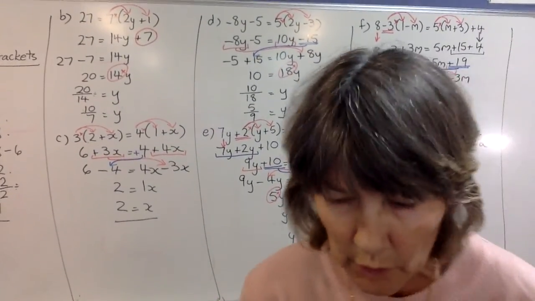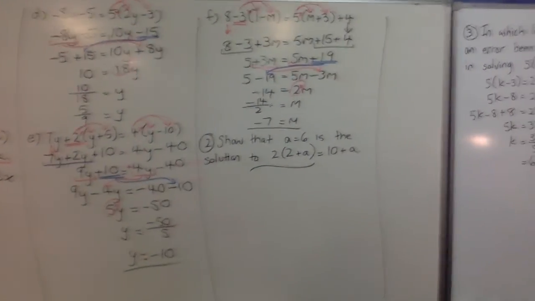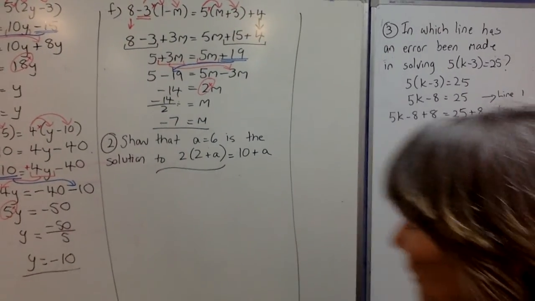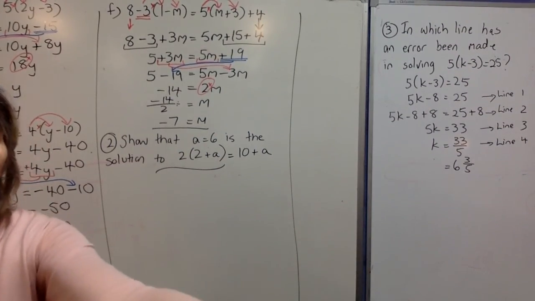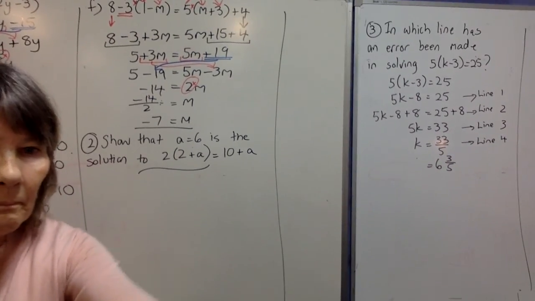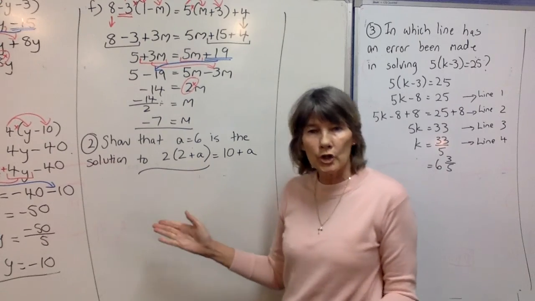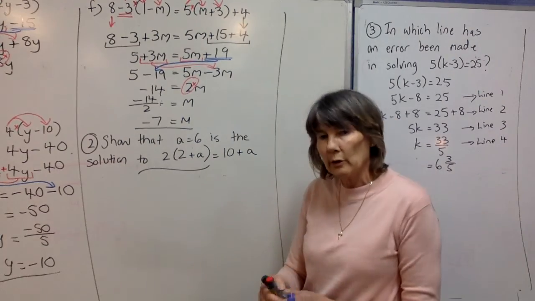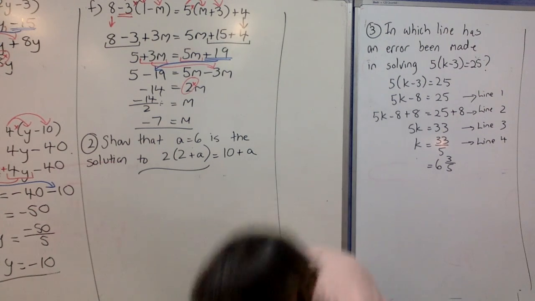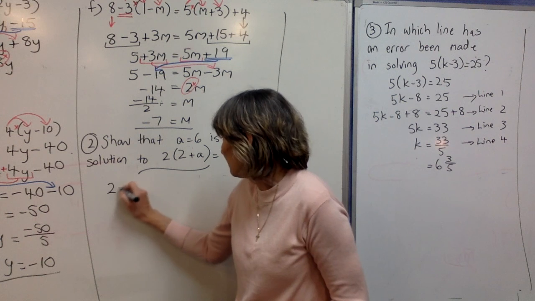Now, you could do this by solving it, but we're not going to. Take the easy way out on this question. All right, so let's have a look. On this one, it's asking you to show that a equals 6 is the solution. So you could, if you wanted to, go through and solve that. We could do this.